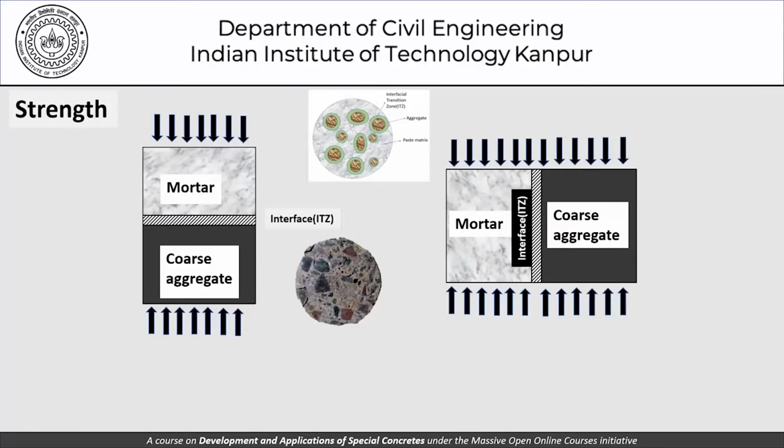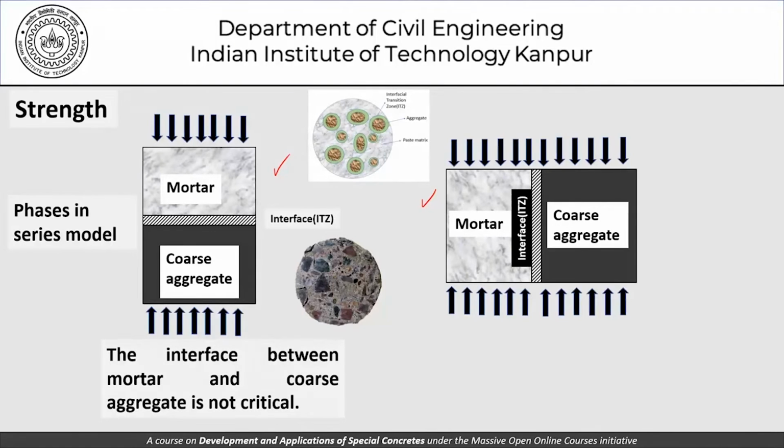Having said that, let's look at something like this. So this is what I was telling you. We are talking of load application here and load application here. So these are the two cases. This is what I was calling the series model, and this is what I was calling the parallel model. Now in the series model, the interface between the mortar and coarse aggregate is not all that critical as far as the load application is concerned. I mean, because of reasons which I'm leaving to you to think about, we'll probably answer them in a minute.